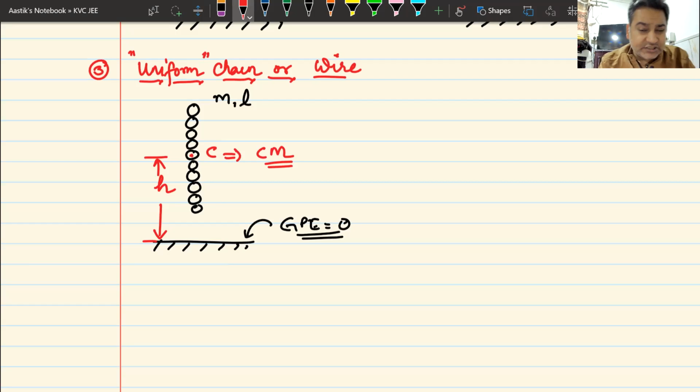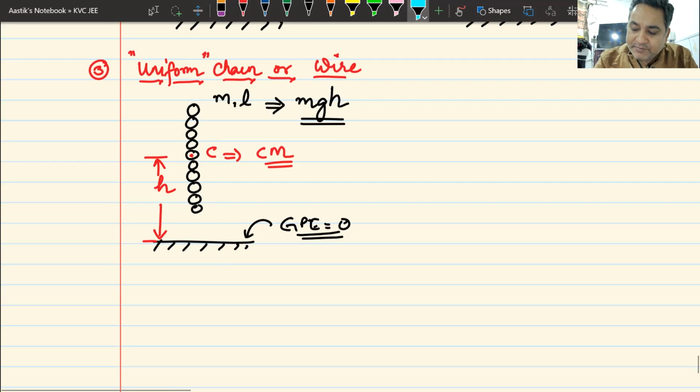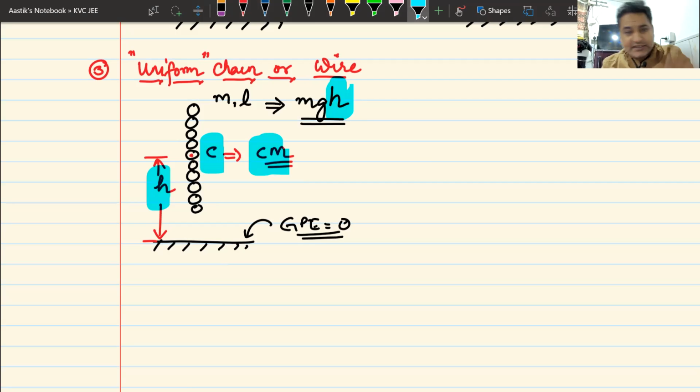No, this is not a rod. This is a chain now. What is the potential energy of this chain? And the answer is, what is the answer? The answer remains the same. It is equal to mgh. Remember, this h is the height of the center of mass, which in this case is the center of the chain, from the reference level.